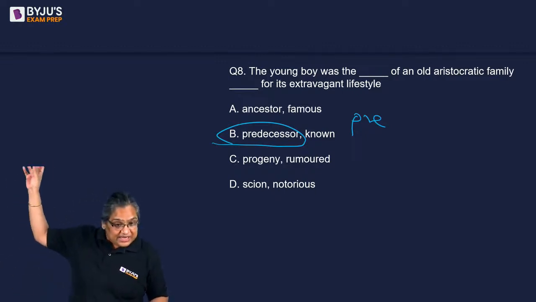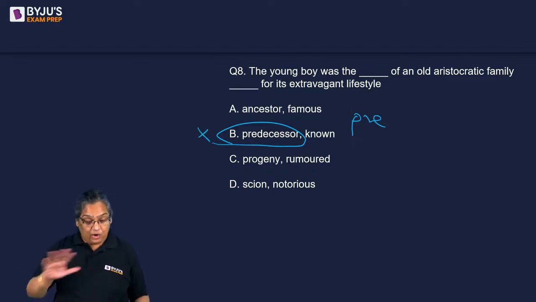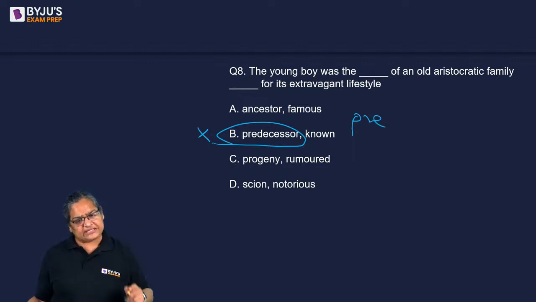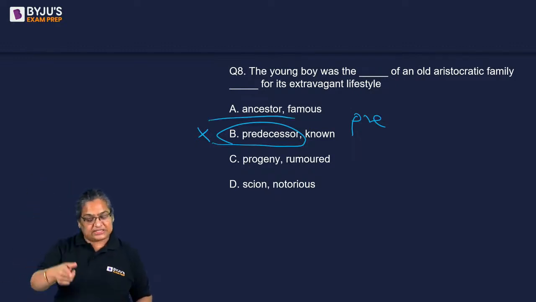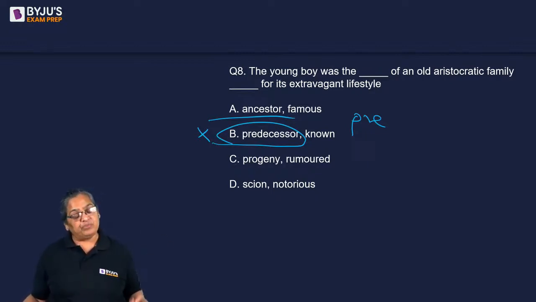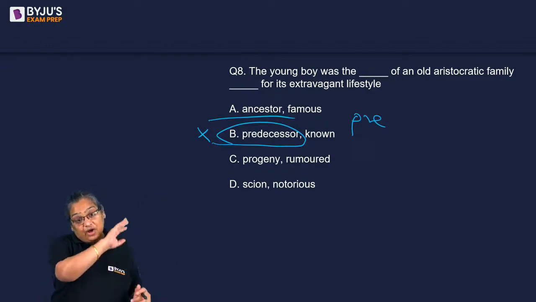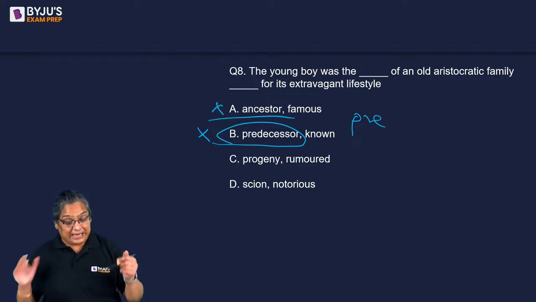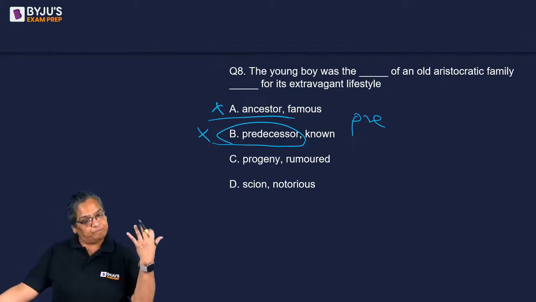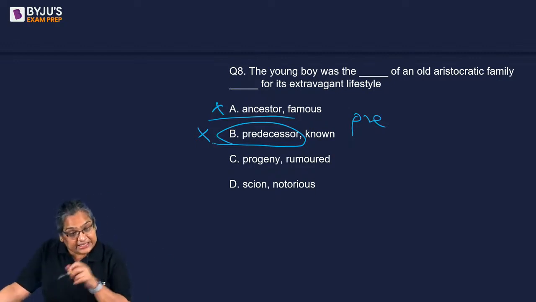It's his family, he belongs to an old aristocratic family. So it won't be B. It cannot be B. The young boy cannot be a predecessor of his old traditional family. Alright, so it won't be ancestor either. Your forefathers are your ancestors. So pre and fore mean the same thing. Predecessor is your forefather. Your grandmother's grandmother, grandfather's grandfather, all of them are your ancestors, your predecessors. So it cannot be this, it cannot be this. It has to be either C or D. Now read the sentence and decide. Progeny is a child or a successor. Scion is also a successor. Now decide, read and see which one.